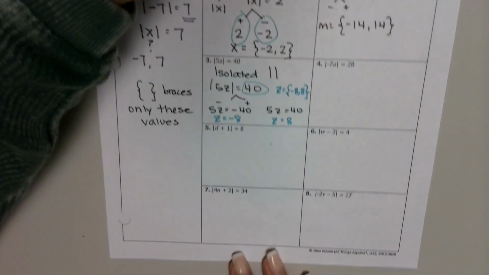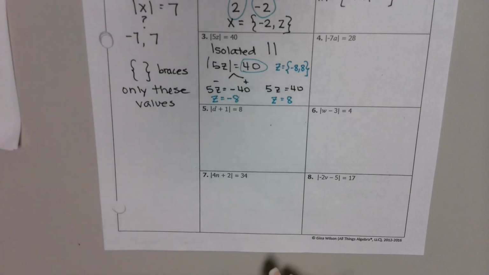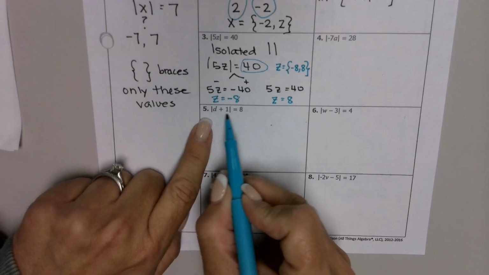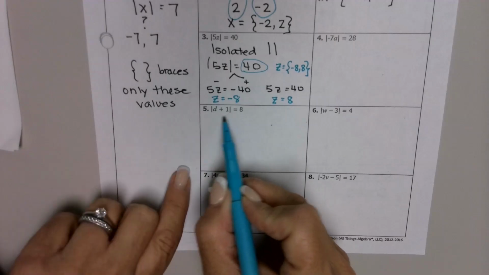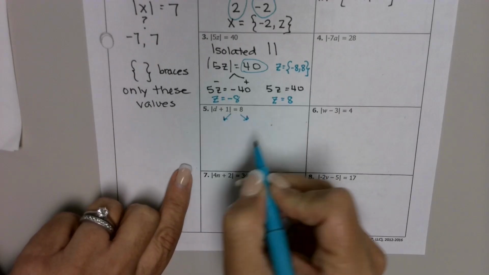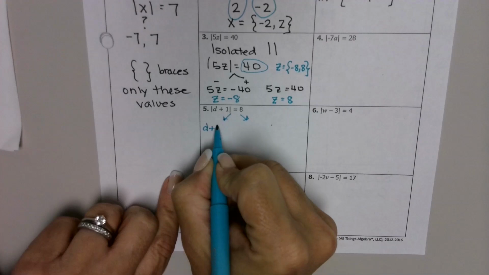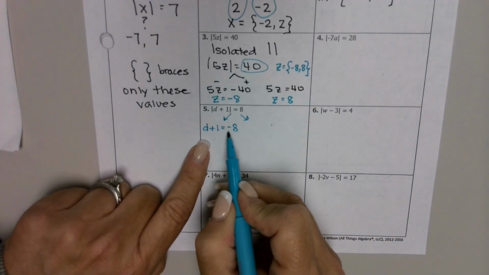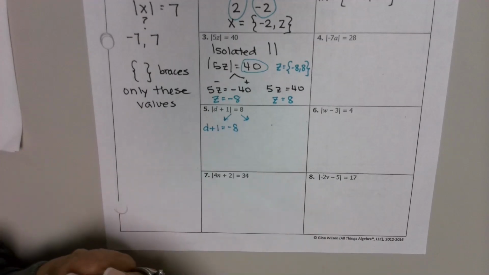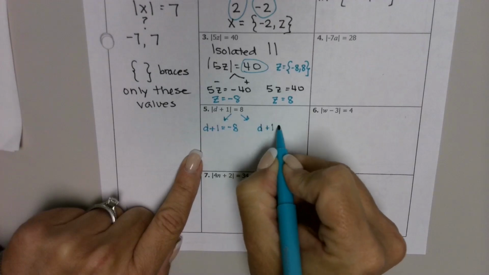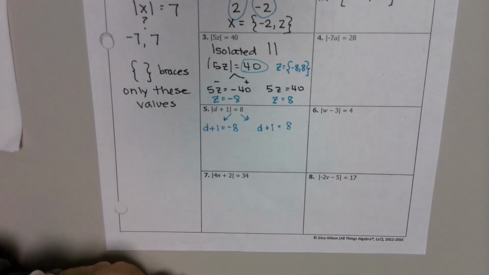All right, so let's look at this next one, number 5. So here, this is isolated. All I have on the left side is the absolute value. I know there's stuff on the inside, but that doesn't matter. So I'm going to make my negative and my positive. So I have d plus 1 equals -8. Now, when we make this negative side, it's okay to get rid of the absolute value at that point. And over here, I have d plus 1 equals +8.